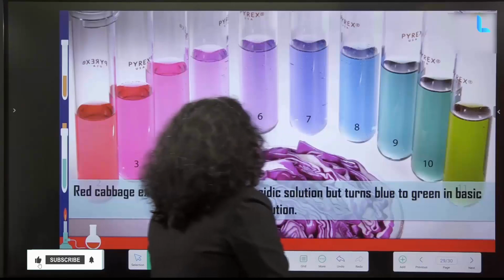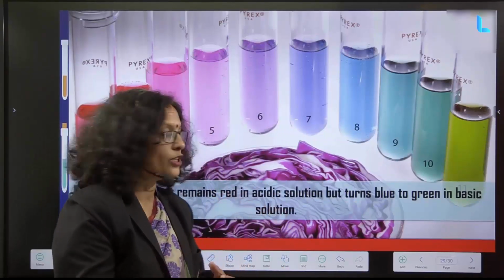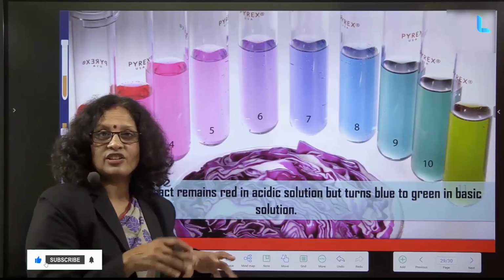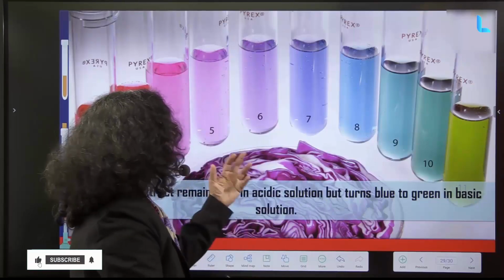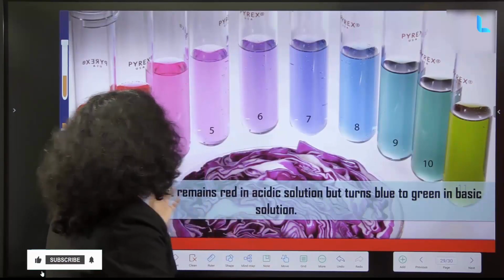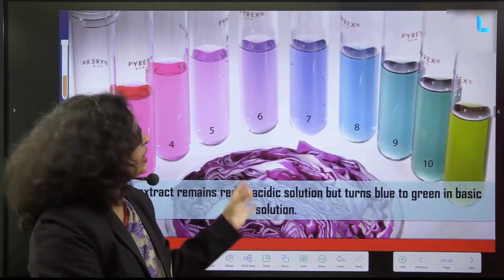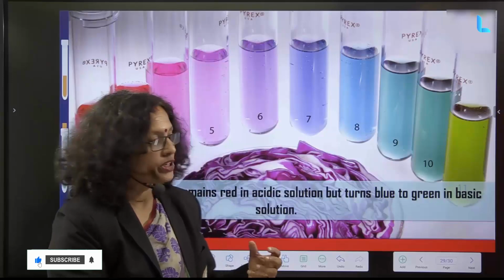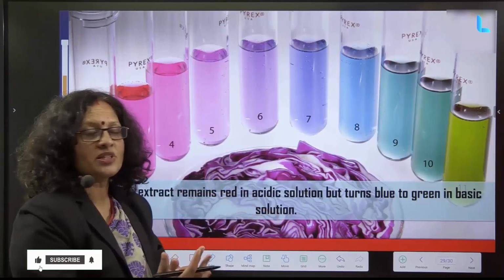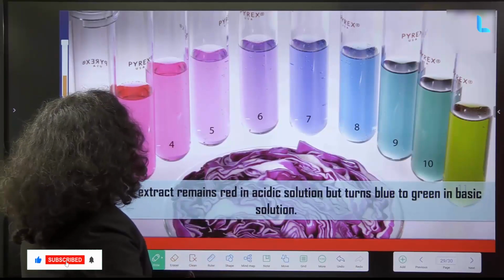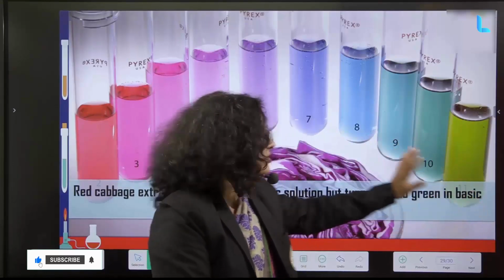Red cabbage extract is a natural indicator. They make an extract and test how it acts as a universal indicator. It is called a universal indicator because in acidic medium it gives an acidic color and in basic medium it gives a different color, so we can identify substances from acidic to basic. In a pH strip also, substances will show this, from strong acidic to neutral to strong basic.